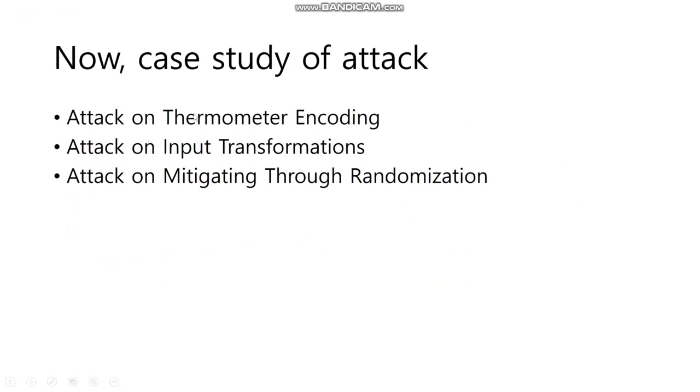Now let me explain some case studies of attack with BPDA and EOT. There are actually more case studies in the paper, but let me only explain the important results. One is thermometer encoding, attack on thermometer encoding. Second is attack on input transformations. And third is attack on mitigating through randomization. Actually, the second and the third are almost similar.